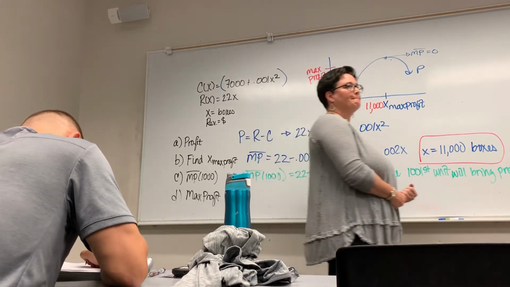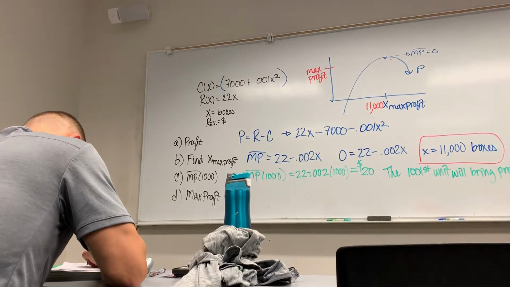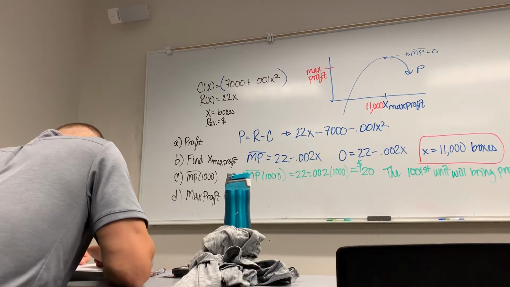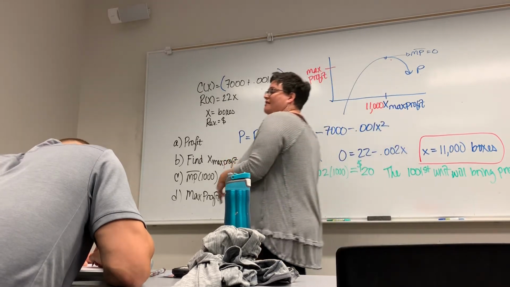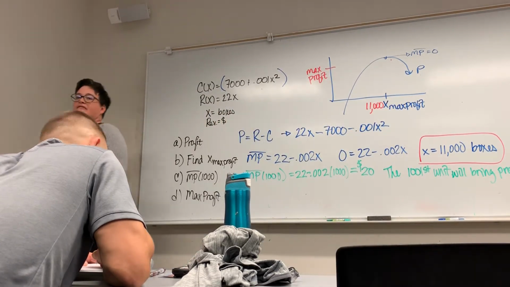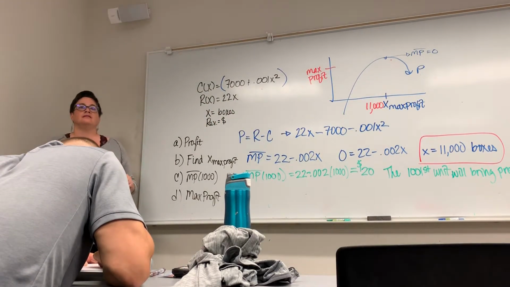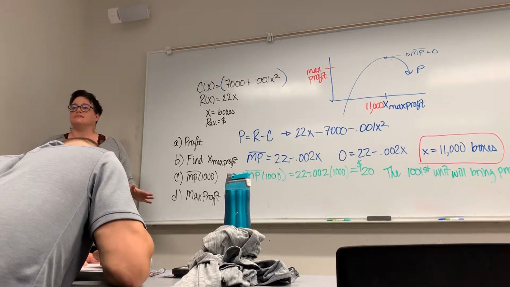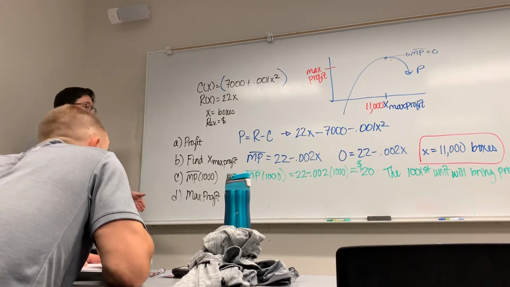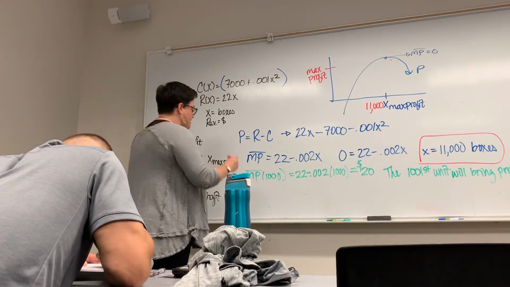You already have the 11,000. Right, so I'm gonna shove 11,000 where? Into which original function? I have a crap ton of them. I have revenue, I have cost, I have profit, I have marginal profit. I've got all kinds of stuff going on. Profit. I'm not looking for cost. I'm not looking for revenue. I'm not looking for slope. I'm looking for profit. So I'm gonna plug that 11,000 into profit.